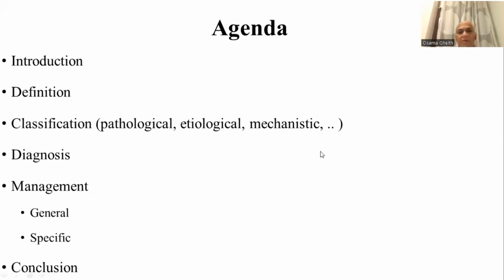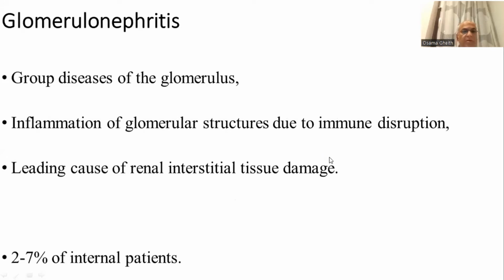This is my agenda. By definition, glomerulonephritis is a group of diseases affecting the glomerulus, characterized by inflammation of the glomerular structures due to immune disruption, and it leads to renal interstitial tissue damage. It represents 2 to 7% of the internal patients.